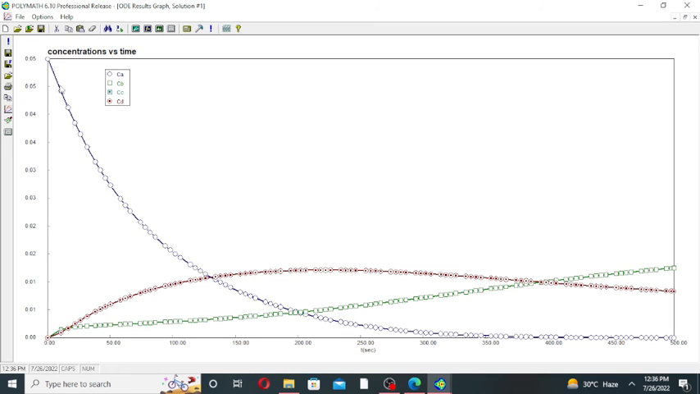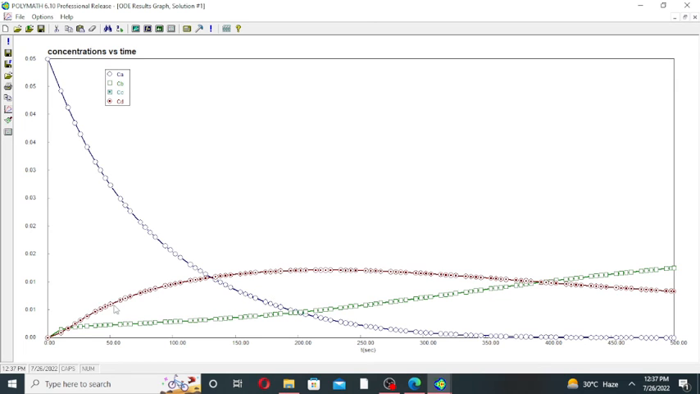The concentration of component A is decreasing with the passage of time in the semi-batch reactor, and after 400 or 500 seconds the concentration of component A is about 0.0 mole per dm cube. So A is fully converted after 400 or 500 seconds. The concentration of A decreases, but the concentration of B increases with the passage of time, because more and more component B is entering the semi-batch reactor.